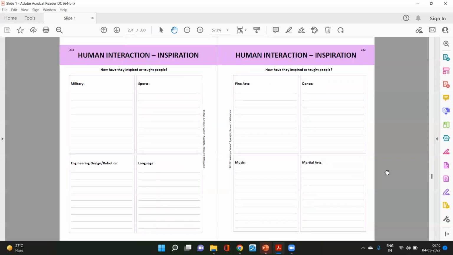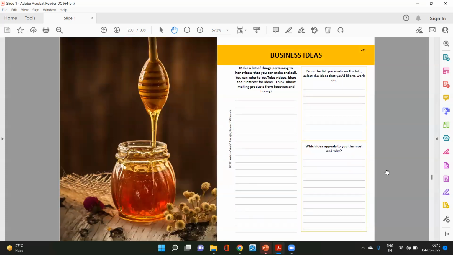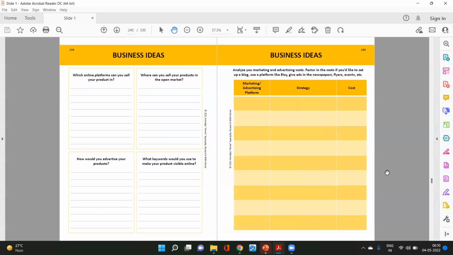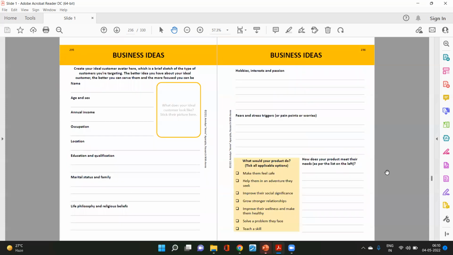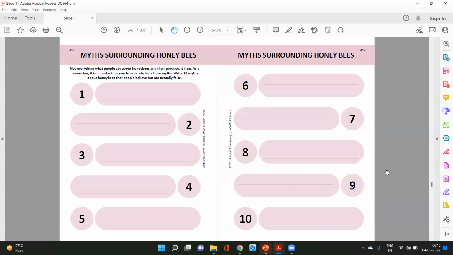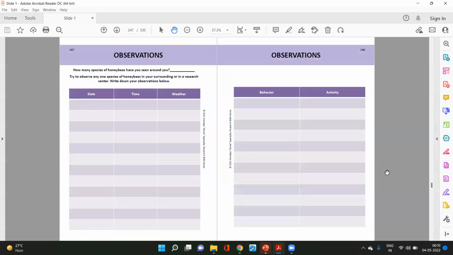So basically this section deals with biomimetics. And then you can develop your own business based on your study on honeybees. So this is the section where you develop your business. And then you can record interesting facts and myths about honeybees. I don't know how the section came here. This should have gone ahead.